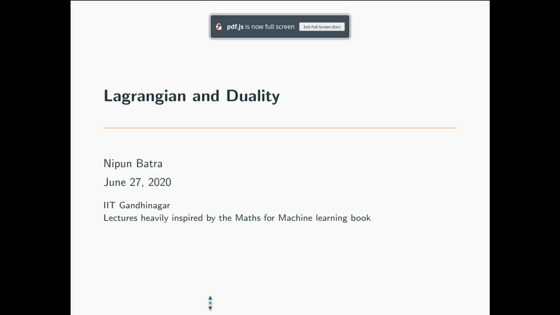Today we'll be talking about Lagrangian and duality. One of the prime reasons behind this discussion is that when we were discussing SVMs and looking at the primal and the dual objectives, at one point I made the statement that the minimization of the primal objective is the same as the maximization of the dual objective. This wasn't really clear: where does this minimization in the primal suddenly give you maximization in the dual?